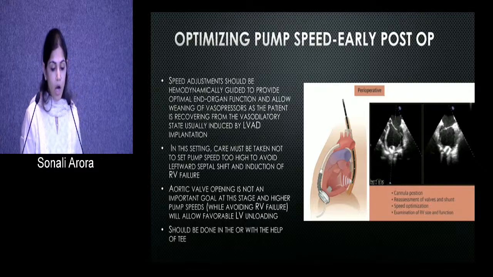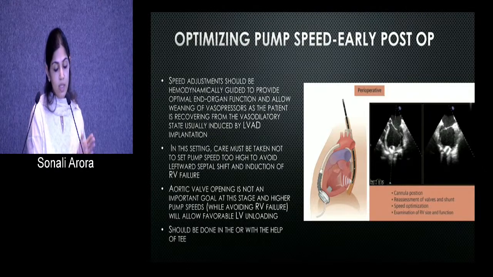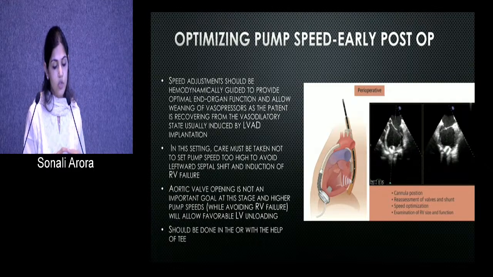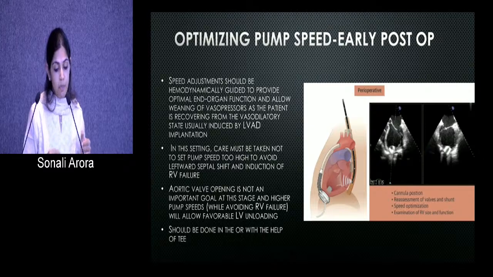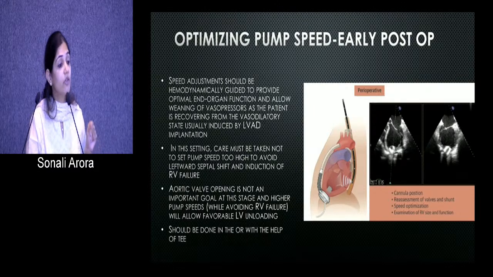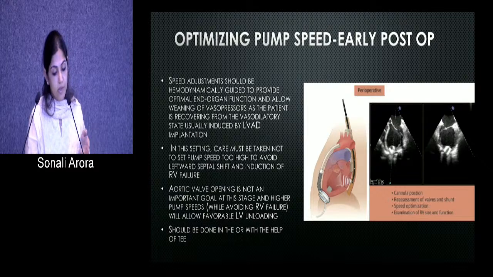So how do we optimize pump speed? Of course, it's different for all the categories of VADs, and we can have lectures on them, but basically, just to give a brief overview, speed adjustment should be hemodynamically guided to provide optimal end organ function and allow weaning of the vasopressors in the early period as the patient is recovering from the vasodilatory state usually induced by LVAD implantation.